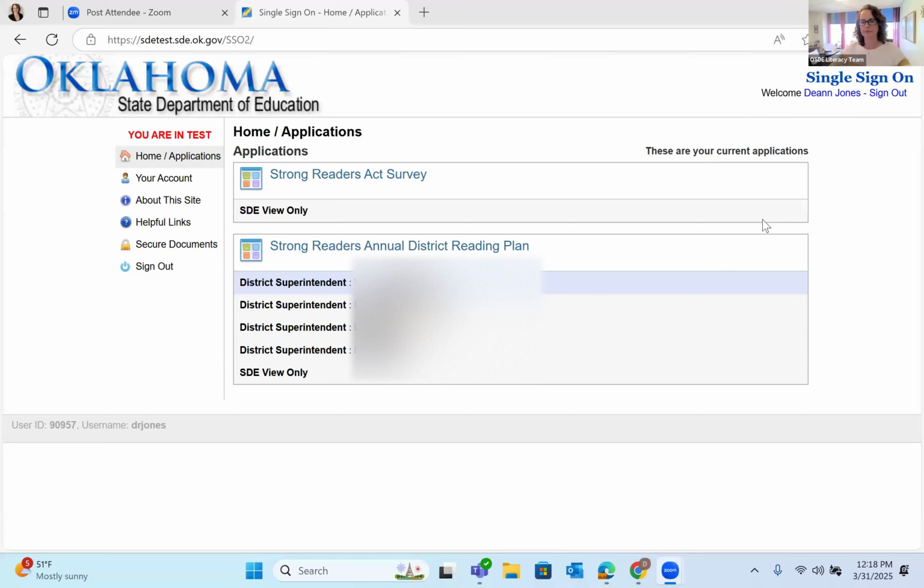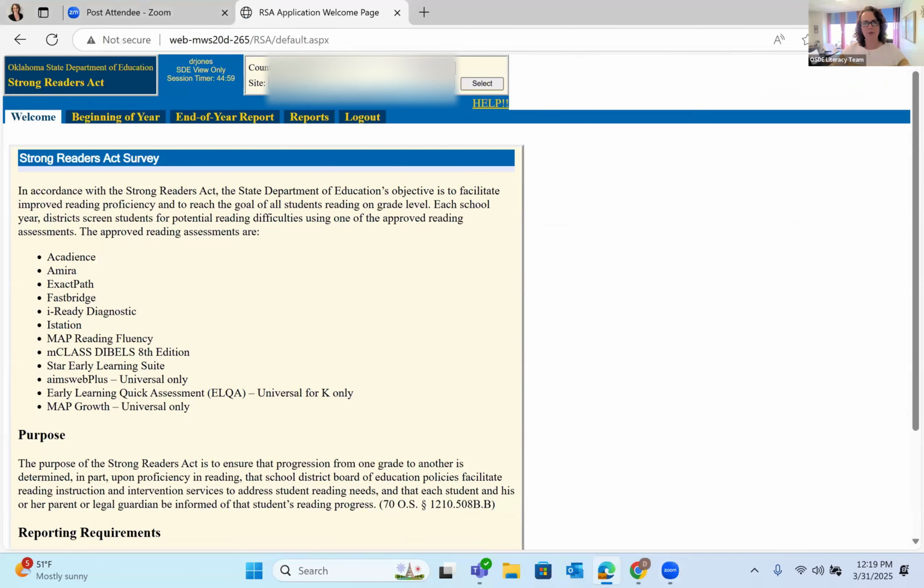I'm going to share my screen and go ahead and fill out a sample report with you today. Once you log into single sign-on, you will need to click into the Strong Readers Act survey. At the top, you will enter your county number and your district number, and then select from the drop-down the site that you are wishing to fill this report out for, because this report is filled out at the site level. So I have just a sample district that I am going to be working with today and putting in some fictional numbers just to show you how to do this.